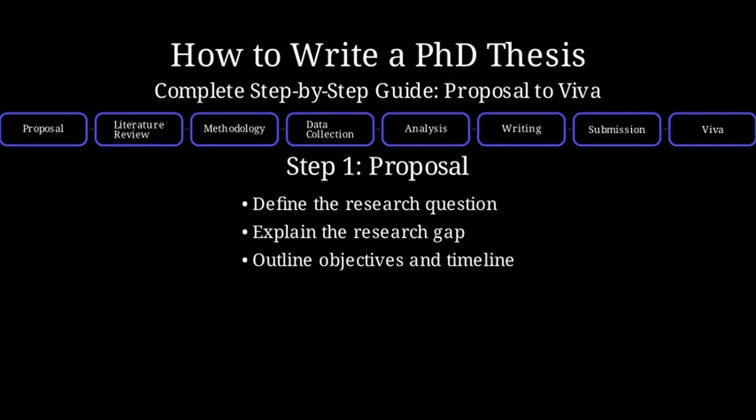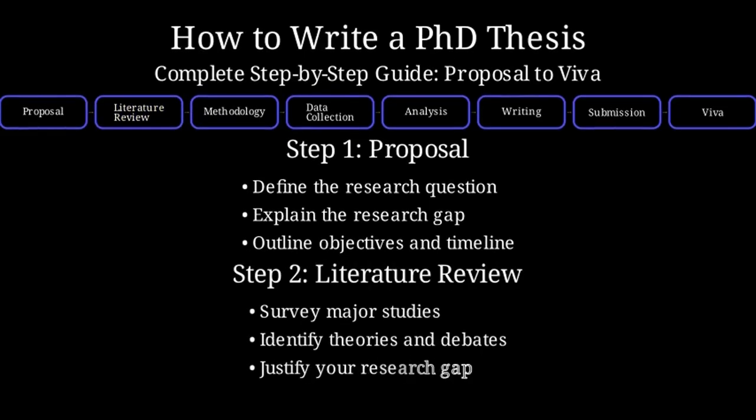Step 2 is the literature review. This is where you read existing work, summarize key ideas, and position your research within the field. Your goal is to show what is known and what is still missing.